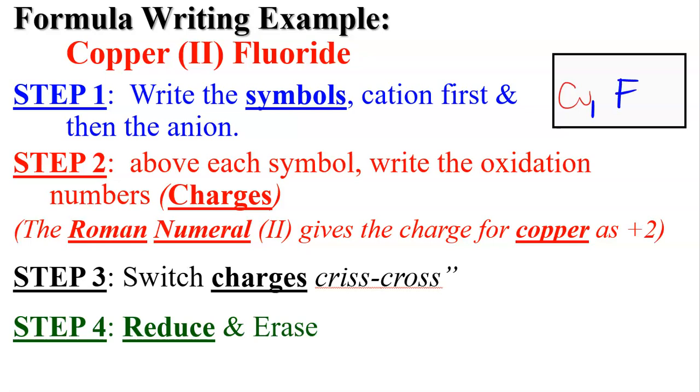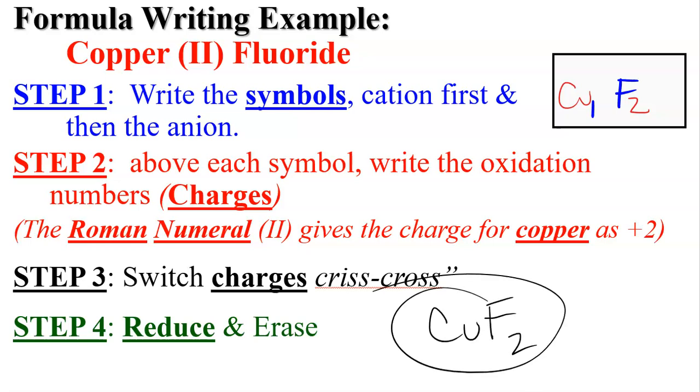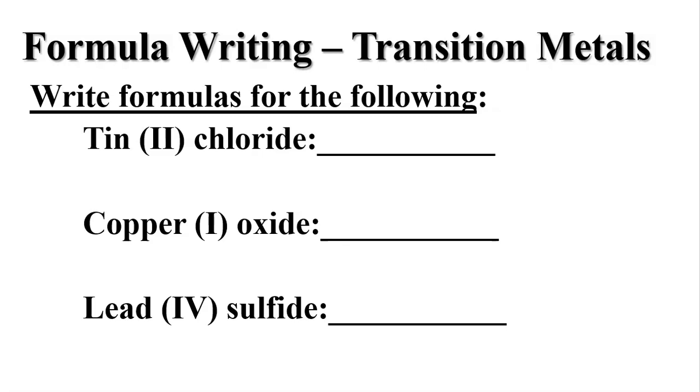Fluorine with a charge of 2. All right, then we reduce and erase, but mine are already erased. So we're just going to reduce, and our example would be CuF2, copper 2 fluorine.